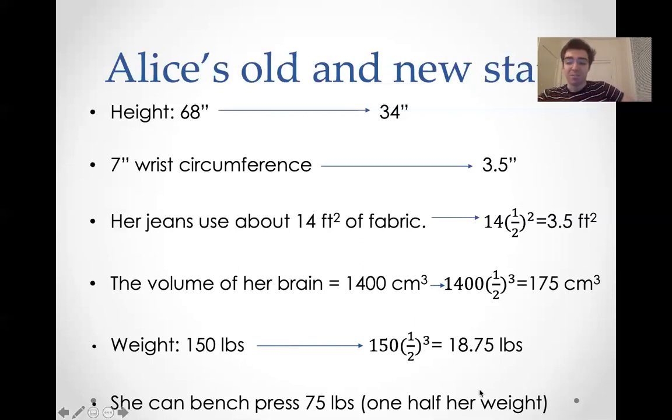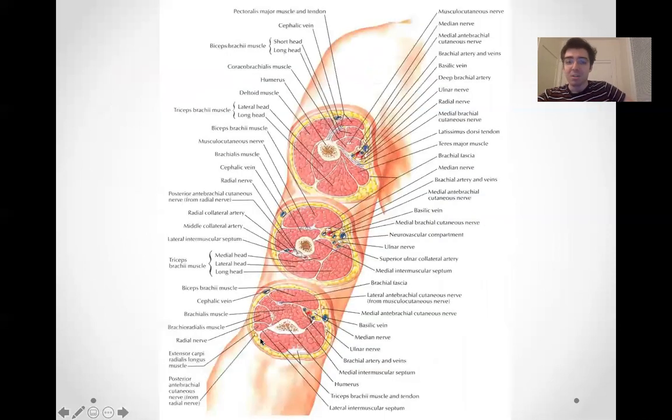Okay, and then the last one I want to look at about Alice is how much she can bench press. I'm not going to ask you all to give me your thoughts on this because it's a little bit counterintuitive. It turns out that the way we measure someone's strength, from an anatomical standpoint, is to take a cross section of their arm and basically measure the number of muscle fibers that can fit in that area.